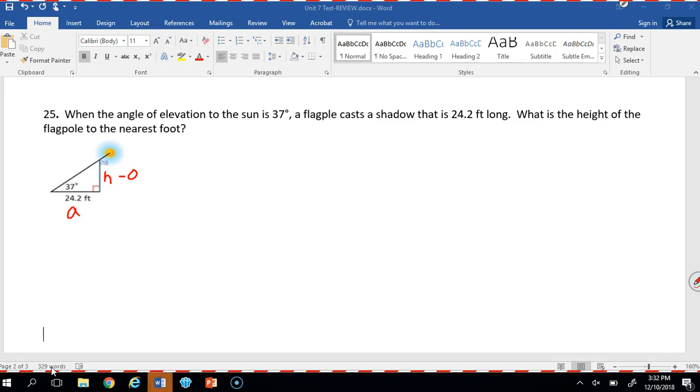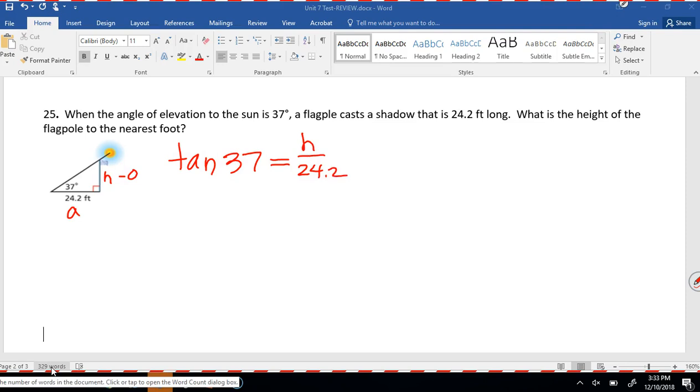So that means if we have opposite and adjacent, if we look on our formula sheet, we're going to see that that's tangent. So we're going to say the tangent of 37 degrees is equal to opposite over adjacent, so h over 24.2. Again, we're going to multiply both sides by 24.2. So 24.2 times the tan of 37 is equal to h. So our answer here for h is equal to 18 feet, because again, this tells us to round it to the nearest foot.